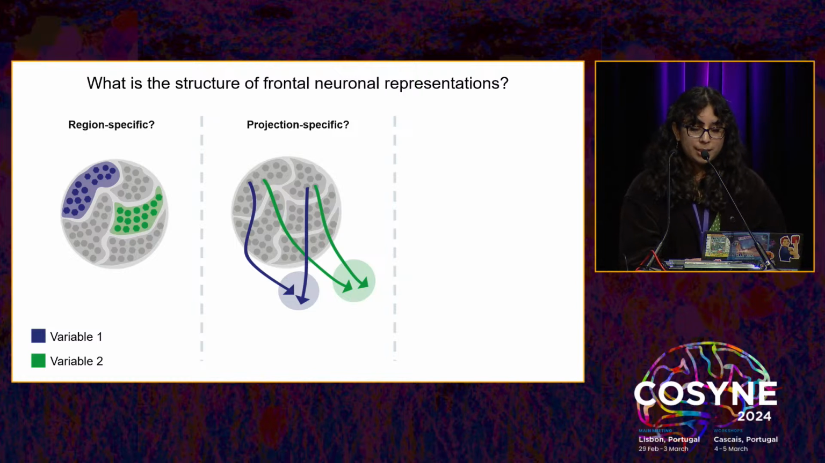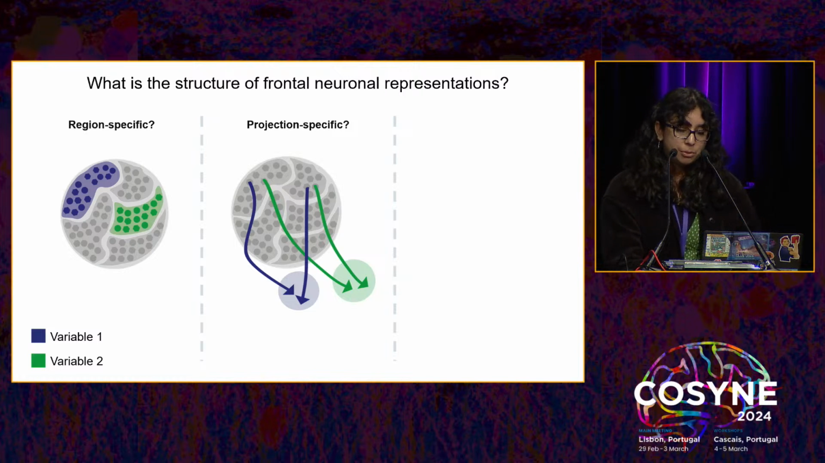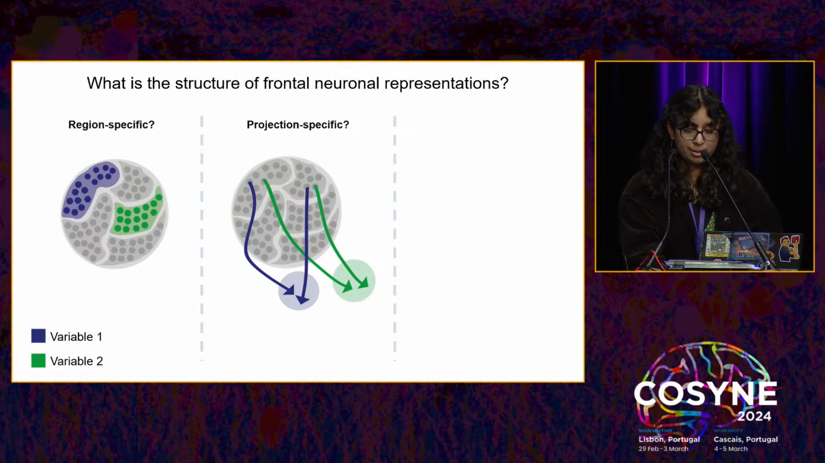Indeed, several studies have suggested that projection-defined populations of frontal cortical cells are differently engaged during decision-making behavior, suggesting that neural representations are structured according to downstream computations. However, these studies generally focused on connections between specific upstream and downstream brain regions, making it challenging to disentangle the relationship between projection and region-specific signals.